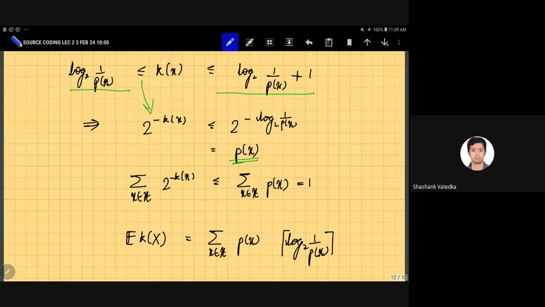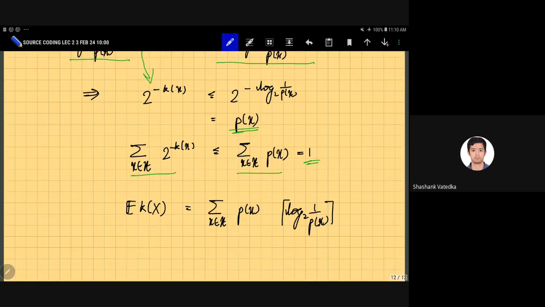So now if we see what happens to the Kraft sum, summation over all x in X of 2 to the minus k of x, this is less than or equal to the sum over all x of p of x, which turns out to be 1. So this choice of k of x satisfies Kraft's inequality. And now that we know that this satisfies Kraft's inequality, we can construct a tree code with the corresponding code word lengths.